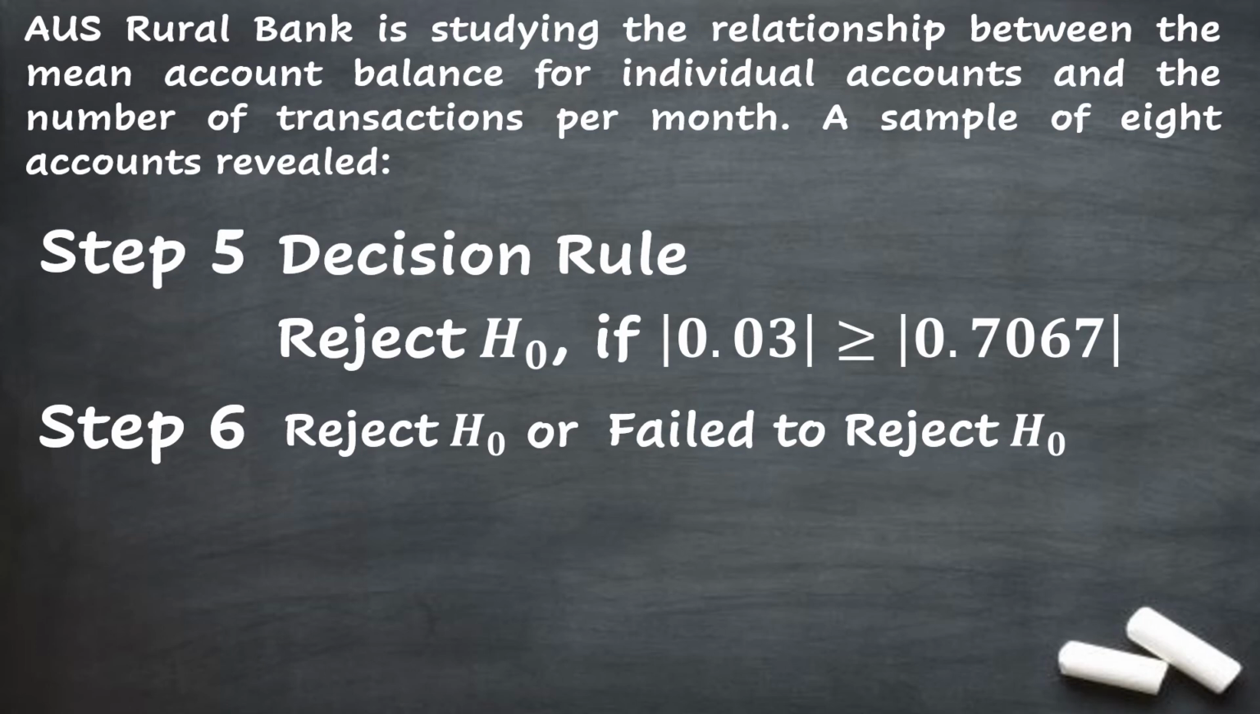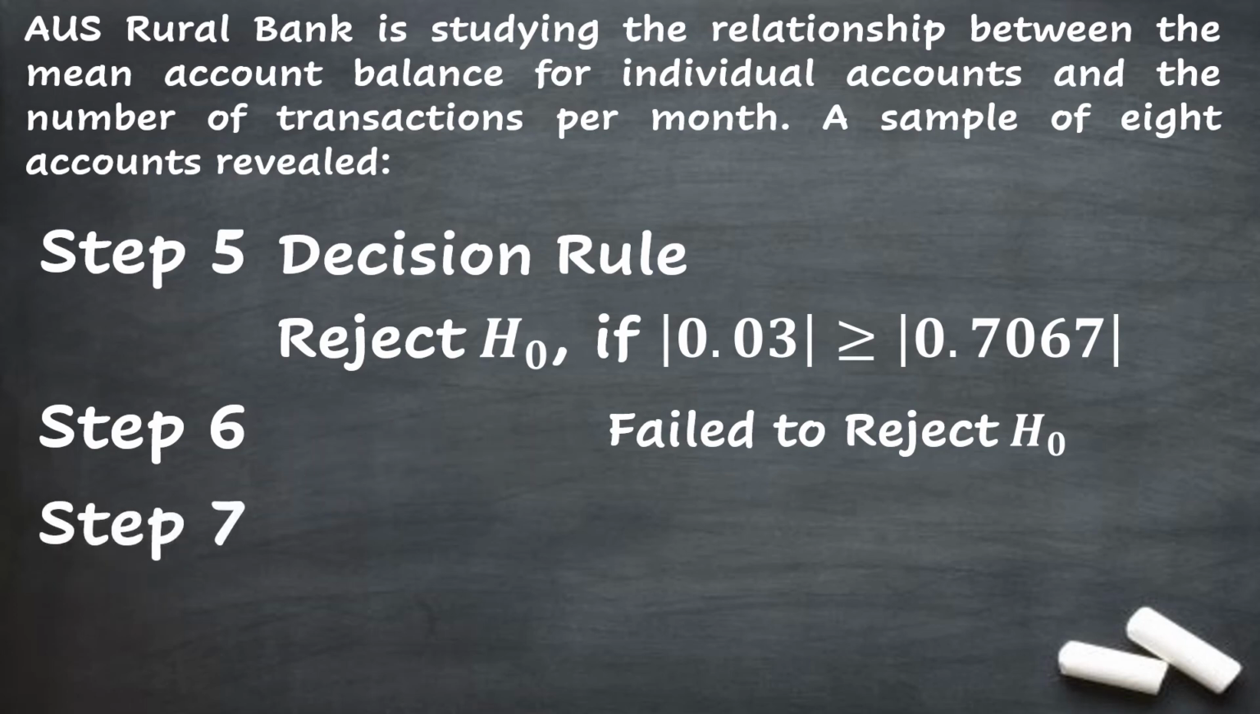To know whether to reject the null hypothesis or fail to reject it, we go back to our decision rule and check if the mathematical statement is true. So we have the absolute value of 0.03 is greater than the absolute value of 0.7067. Extracting the absolute values, we have 0.03 is greater than or equal to 0.7067, which is false. So we fail to reject the null hypothesis.